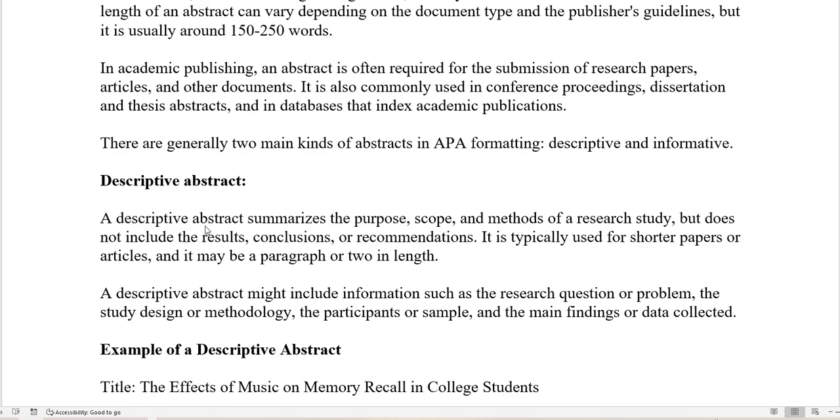A descriptive abstract summarizes the purpose, scope, and methods of a research study, but does not include the results, conclusions, or recommendations. It is typically used for shorter papers or articles, and it may be a paragraph or 2 in length. A descriptive abstract might include information such as the research question or problem, the study design or methodology, the participants or sample, and the main findings or data collected.